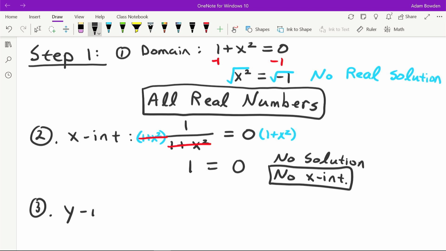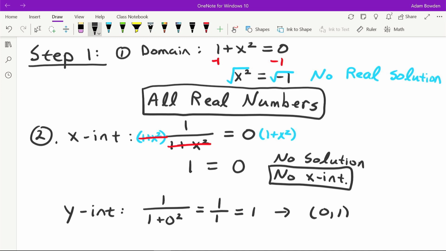The y-intercepts, however, might fare better if we try to put a 0 in the place of x. We would get 1 divided by 1, or just positive 1. So the point (0, 1) is a location for the y-intercept.